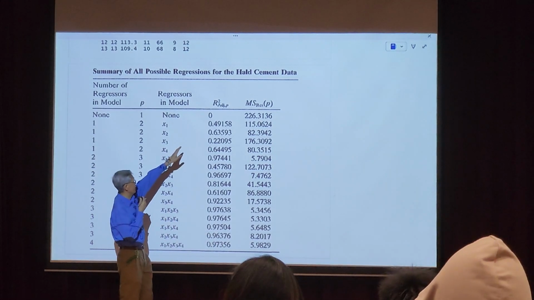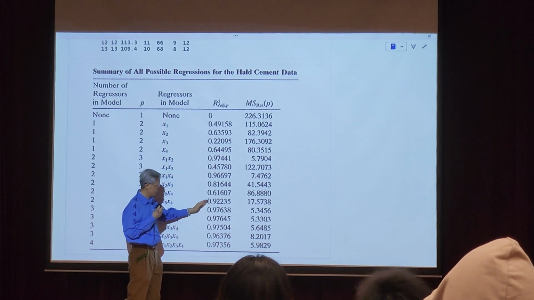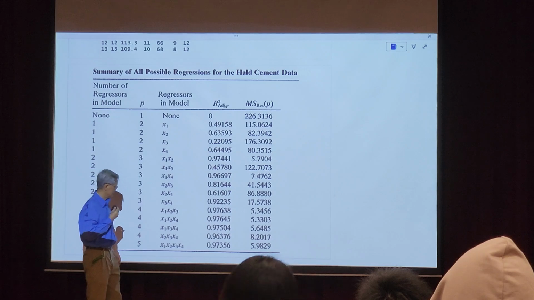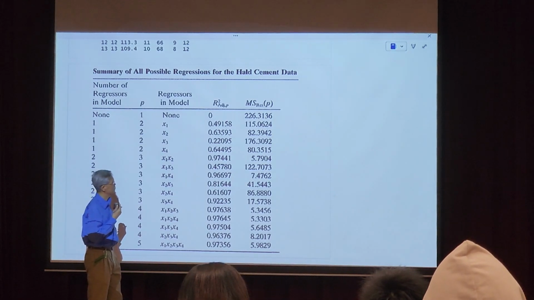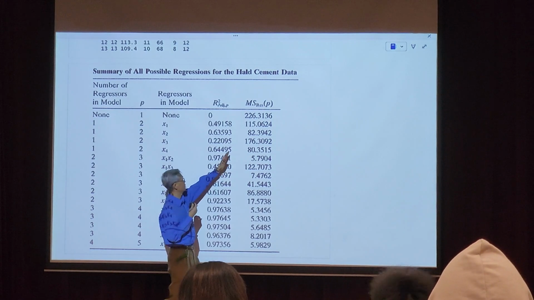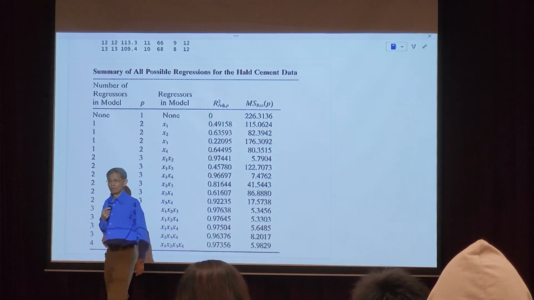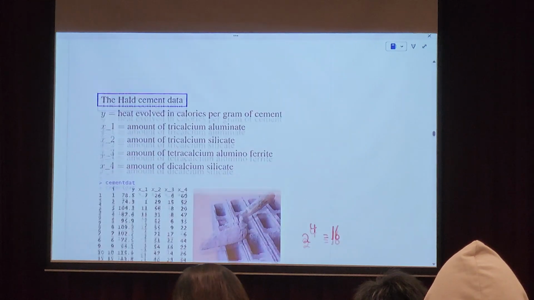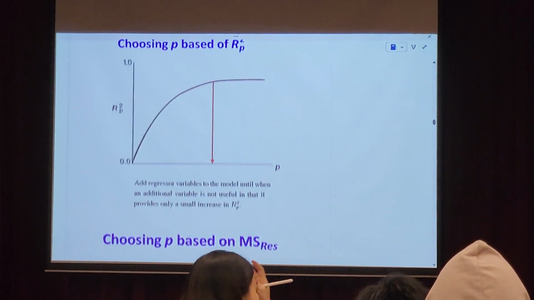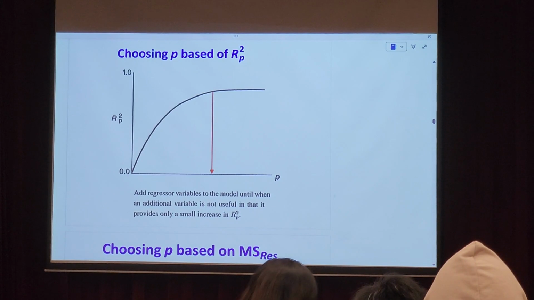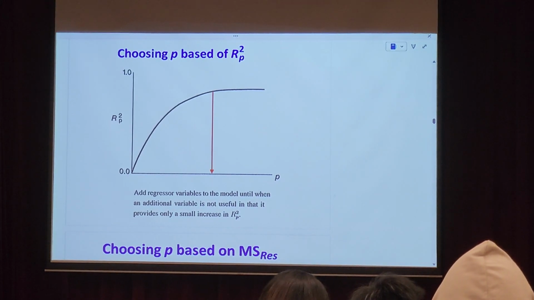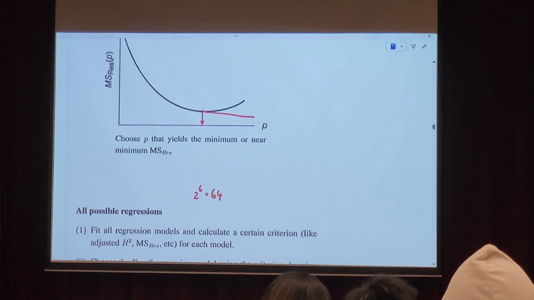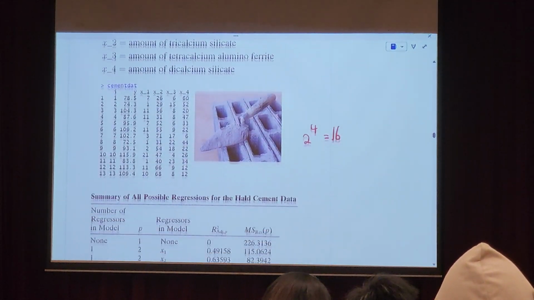And you can see that the R square will improve as you increase the number of regressor variables, and the mean square residue will actually continue to drop. So according to what we have discussed, we are going to choose P where the adjusted R square starts to stabilize, or where the mean square residue doesn't change very much after that.